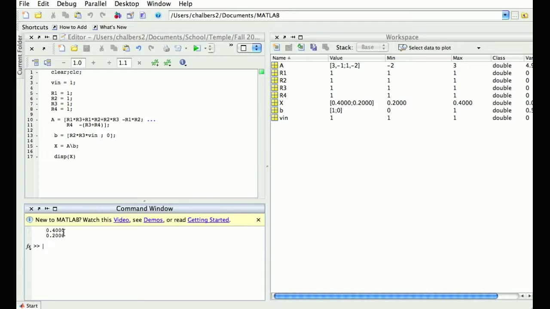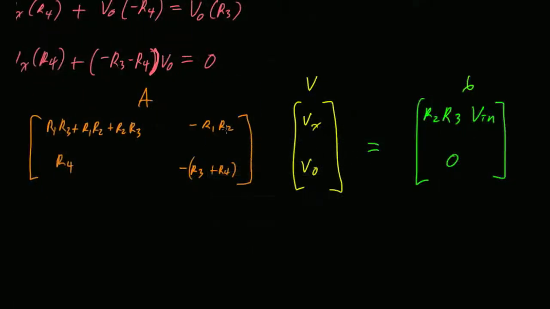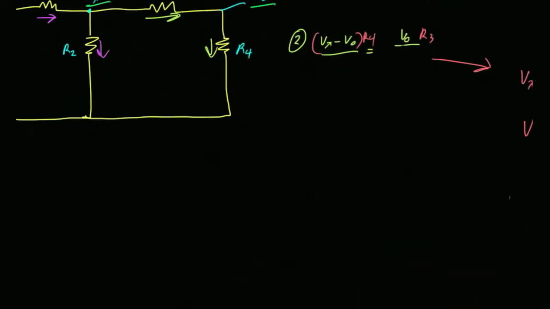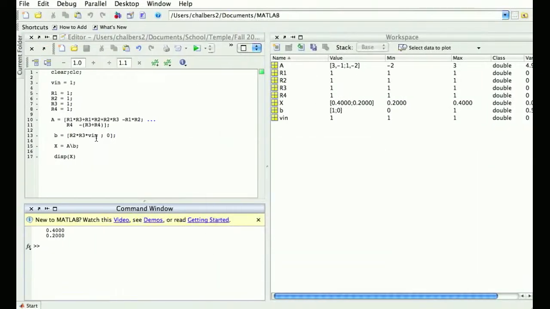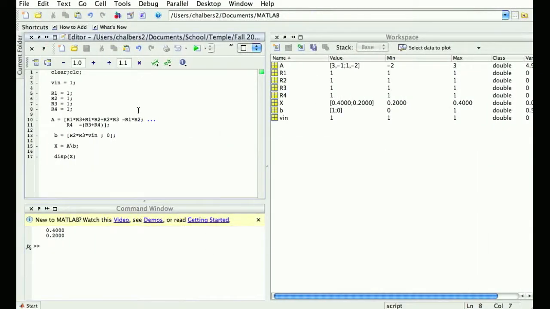What would happen if I set R4 equal to 0? What should I get? Looking at the circuit, right, if you set R4 equal to 0, what's your output going to do? Your output should short to 0. Let's try that. Boom. That's a good sign.